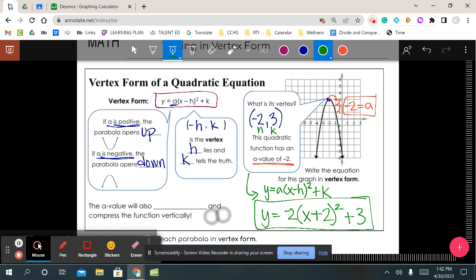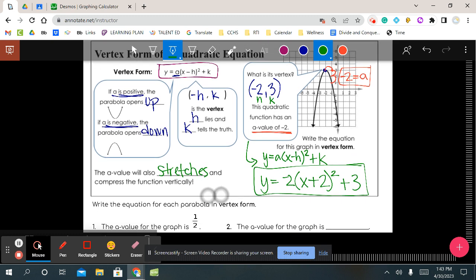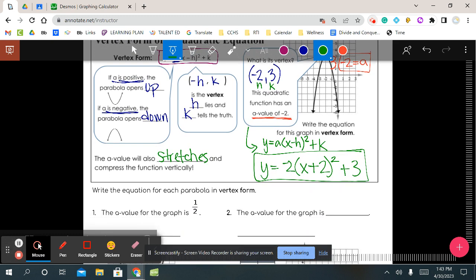So another thing, the a value also tells us if our function is stretched or compressed. So it stretches and compresses the function vertically. So that's where it makes it skinnier or narrower or wider.